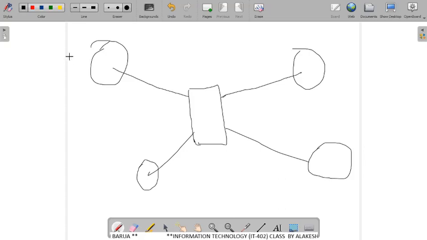Okay, so let's say this is computer 1, this is computer 2, this is computer 3, and this is computer 4. And these 4 computers are connected to this main big computer. This is a very big computer. This is a big grumpy computer. Why have I given it a frown? This is a nice computer.